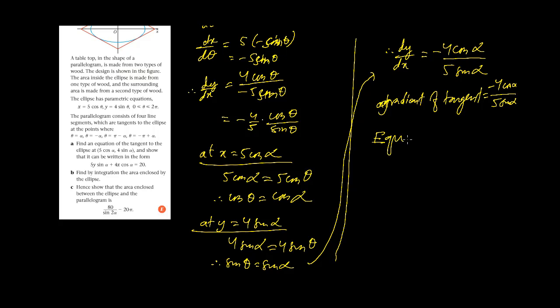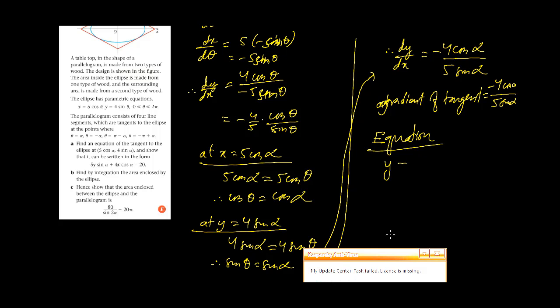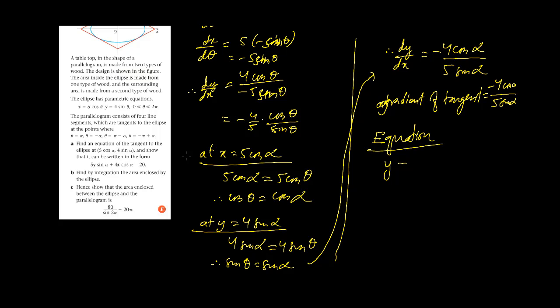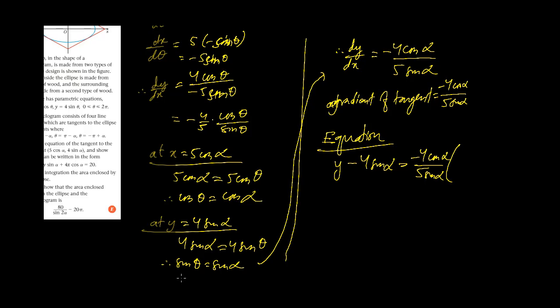Now equation. So for the equation, we need a point. Now this is the Cartesian point, x coordinate and y coordinate. So what we have to do is y minus the y coordinate, which is 4 sine alpha. So y minus 4 sine alpha equals the gradient, minus 4 cos alpha divided by 5 sine alpha, and then x minus the x coordinate, which is 5 cos alpha. So now we have written it like this.